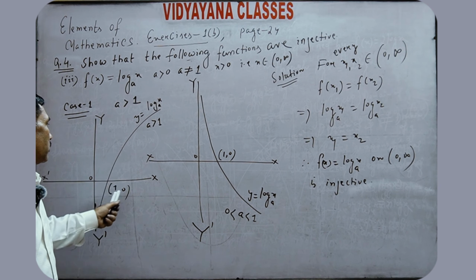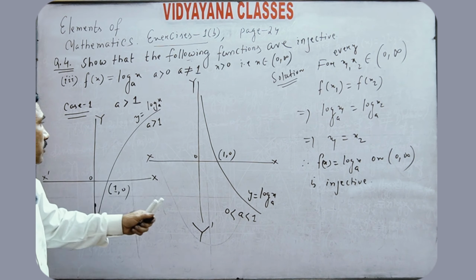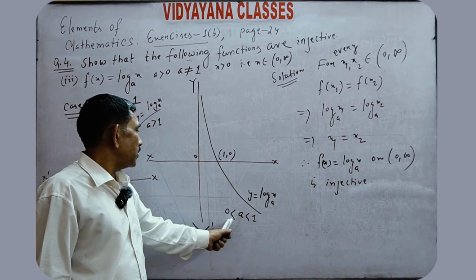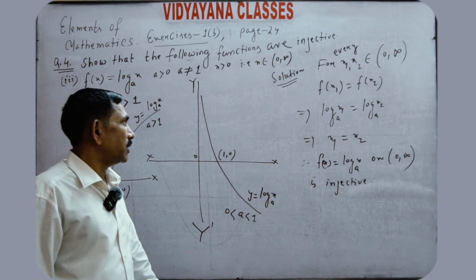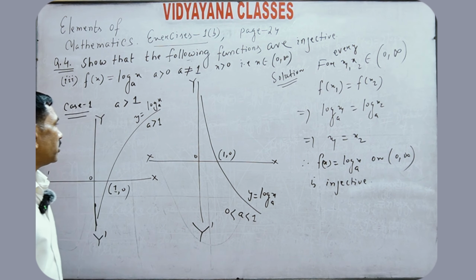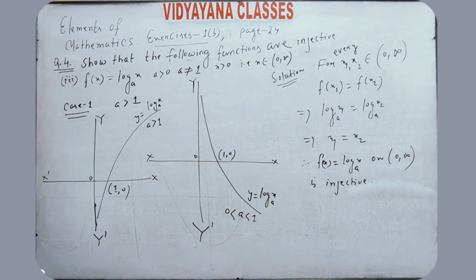When a is greater than 1, the function is increasing. When a is greater than 0 and less than 1, the function is decreasing. Every increasing and decreasing function is one-one. Clear?